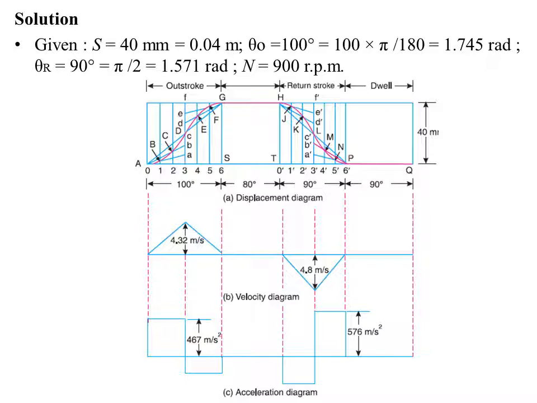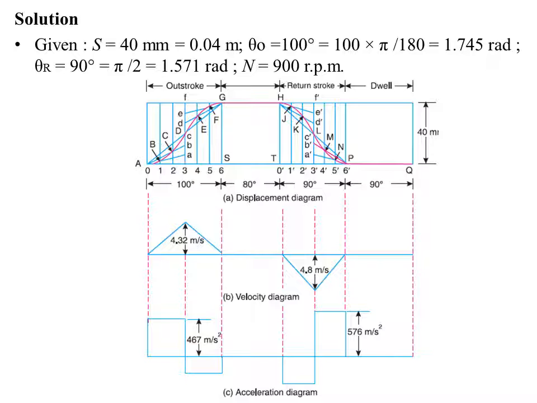As can be seen, join G to D, G to E. When you draw those lines, they intersect the vertical lines 4 and 5. Mark them as E and F and complete the curve. That represents the outstroke. In the same way we need to do it for the return stroke. So this completes the displacement diagram.